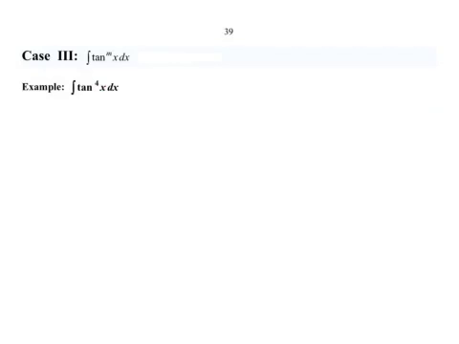Case 3, if we have tan only, no secant, to the power m, which is a positive integer, then we do the following. For example, if we had tan to the power 4, then we always separate a tan square and write the remainder. What is the remainder in this case? The remainder is tan square.